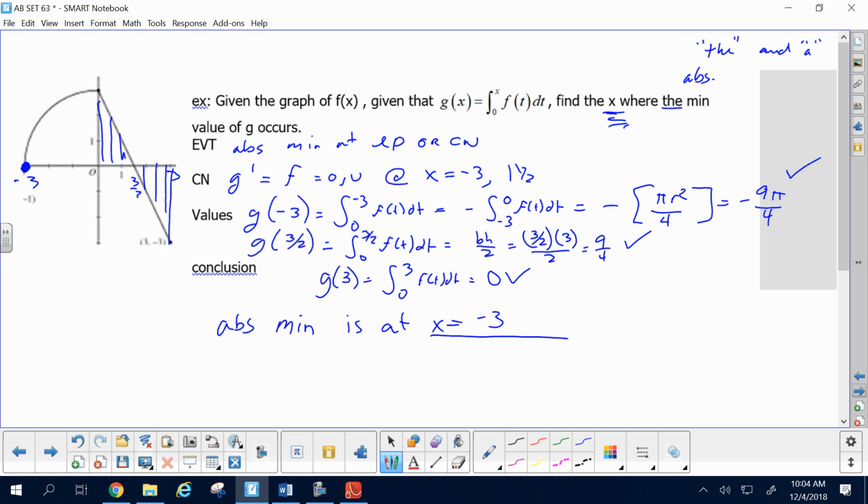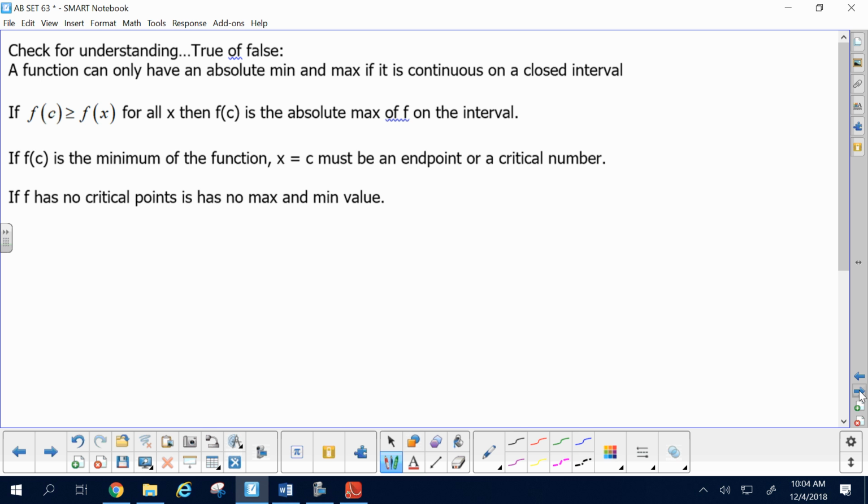Sometimes they say, what is the absolute min value of the function? In which case you get the f value. But sometimes they say, where is the absolute min value? And you get the x value. So you got to read very carefully. You follow? Okay. Last but not least, would you throw those true or false questions down? Now let's see how they go. True or false on each of those.